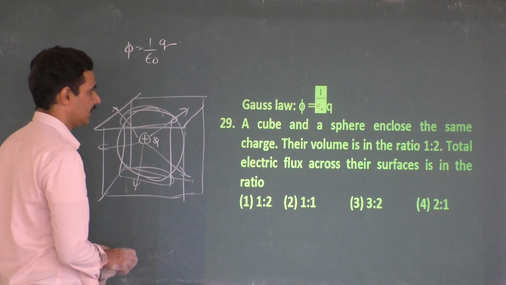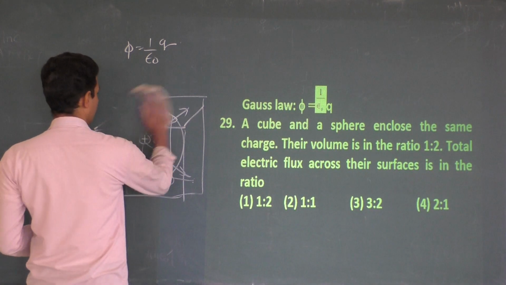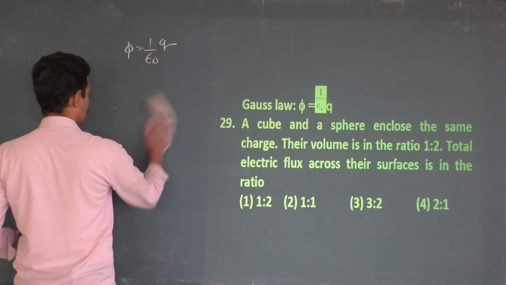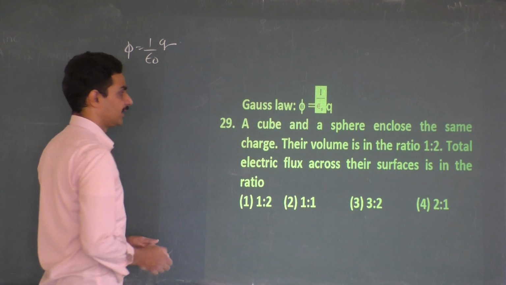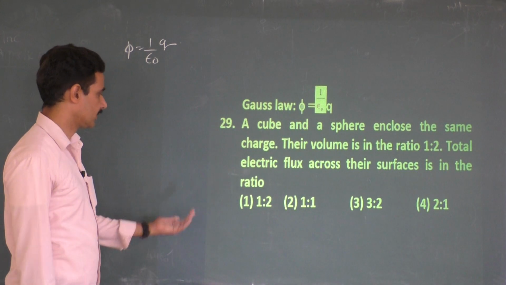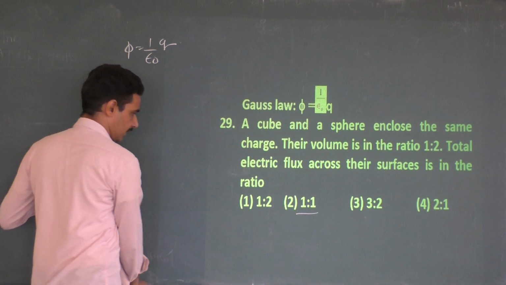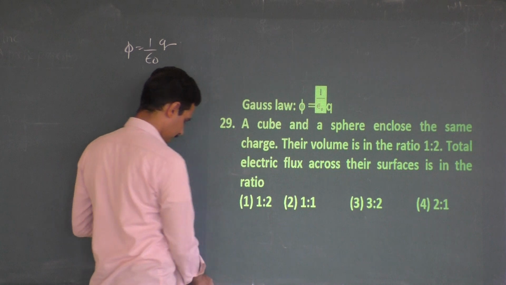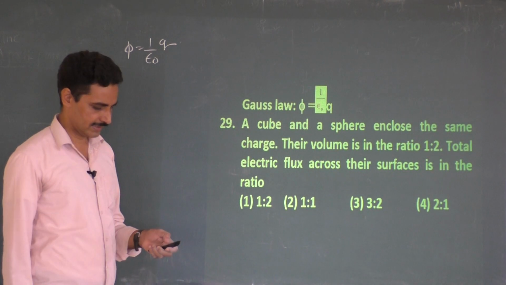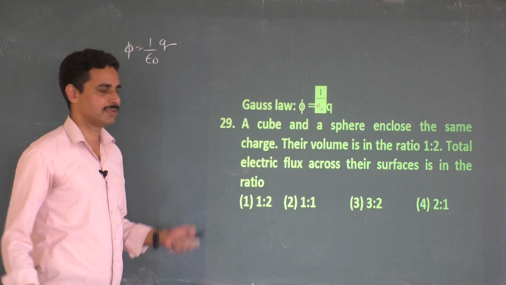There's a cube and a sphere enclosing the same charge. Their volumes are in the ratio 1:2. So the cube may be smaller and the sphere may be larger. But what is the flux through them? It should be 1:1, no doubt in this. Flux through any closed surface should be same, irrespective of its size and shape.